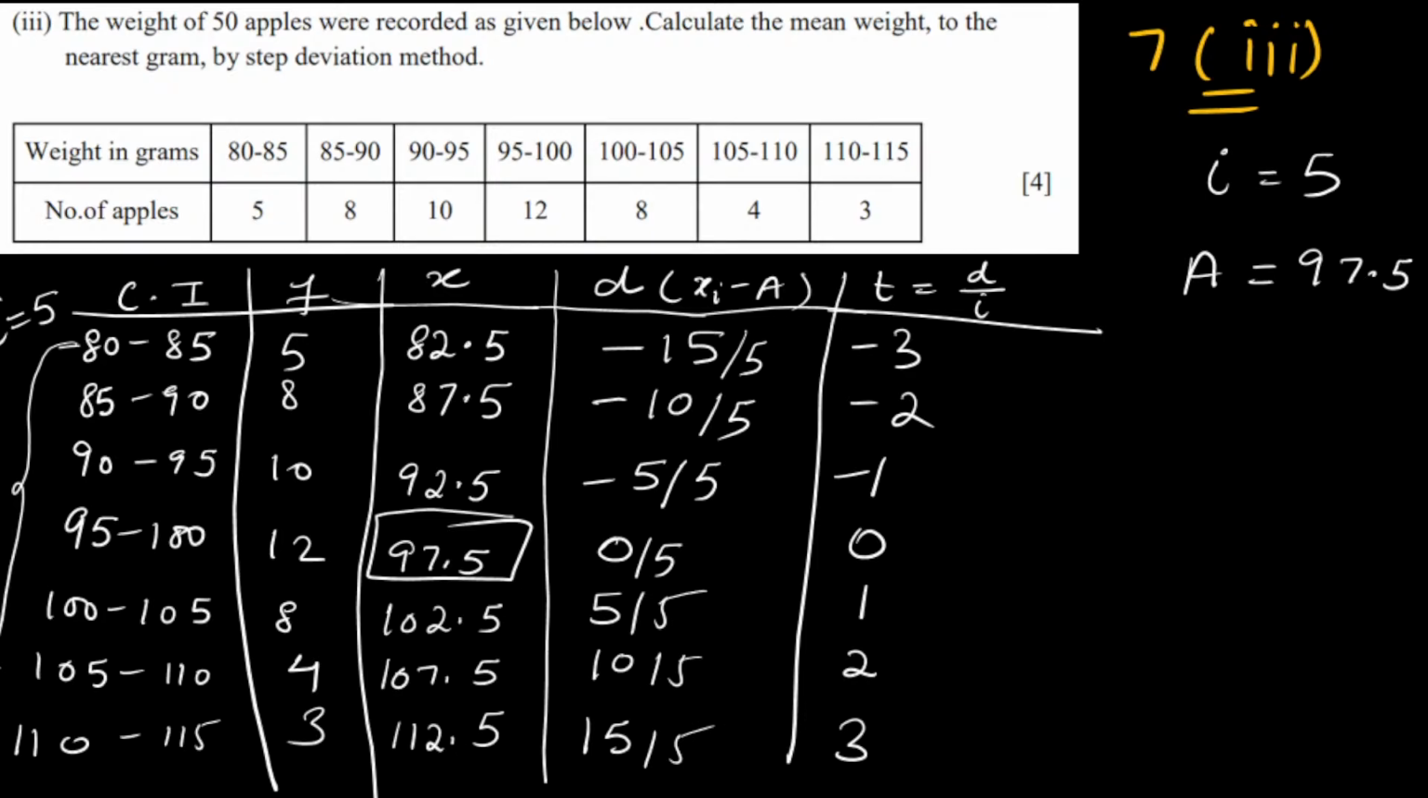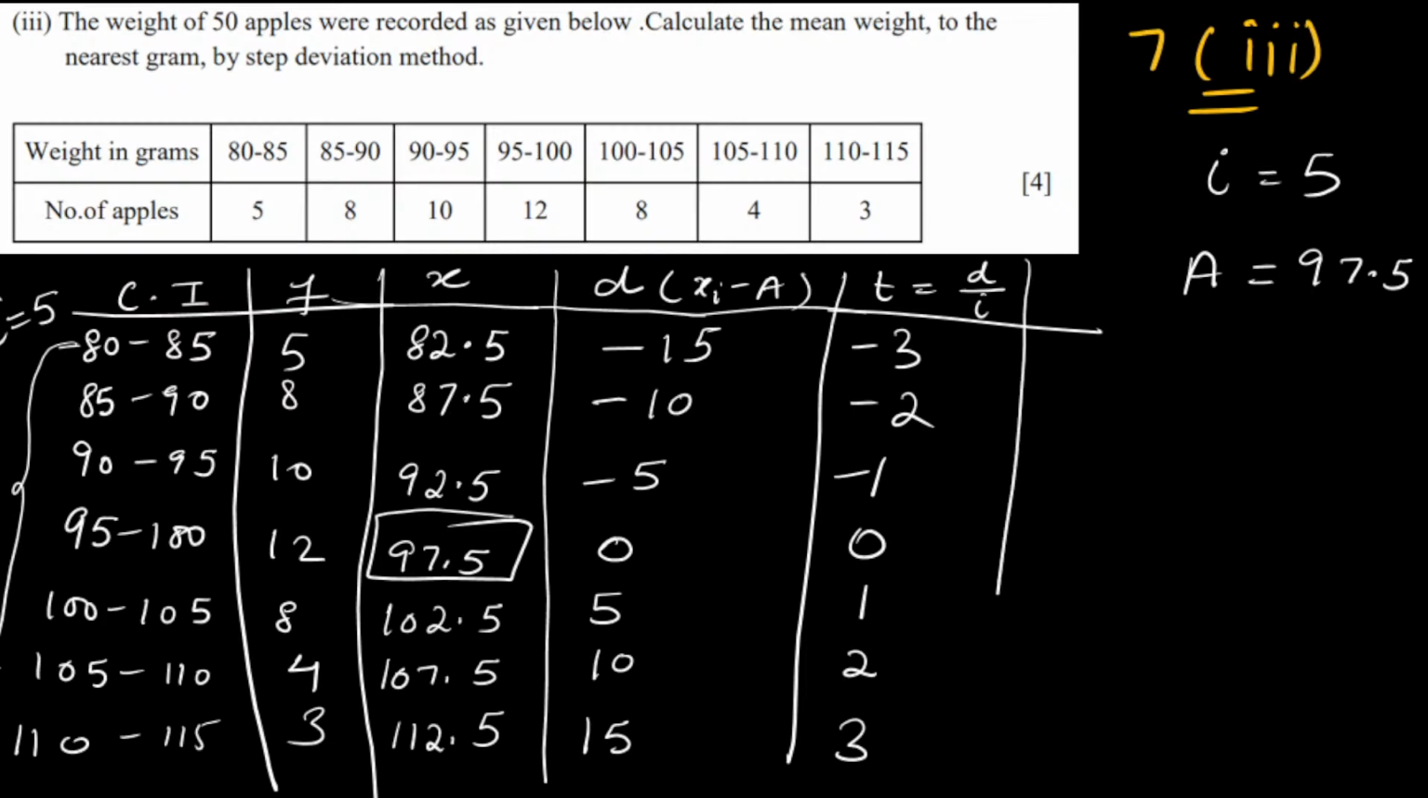Okay, so we are dividing by 5 and we are getting it like this. I hope till here it's clear to everyone. If anyone has any doubt, you can just let me know. So in the step deviation method, what do we have to find next? We have to find ft. Ft means f into t.